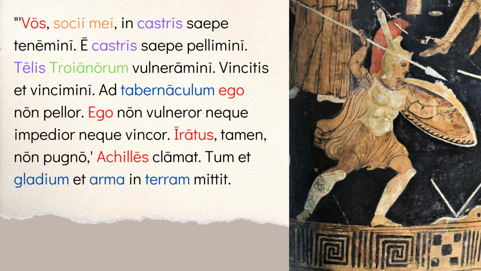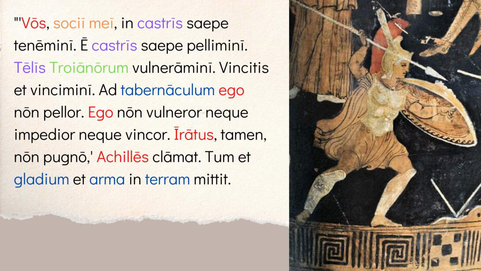So he says, ad tabernaculum ego non pellor. I am not driven ad tabernaculum, to my tent. Ego non vulneror, neque impedior, neque vincor. So again, it's repeating the same phrasing. It says, I am not wounded, right? Not being wounded, nor being hindered, nor conquered, right? Vulneror, impedior, and vincor. Those are all passive voice verbs.